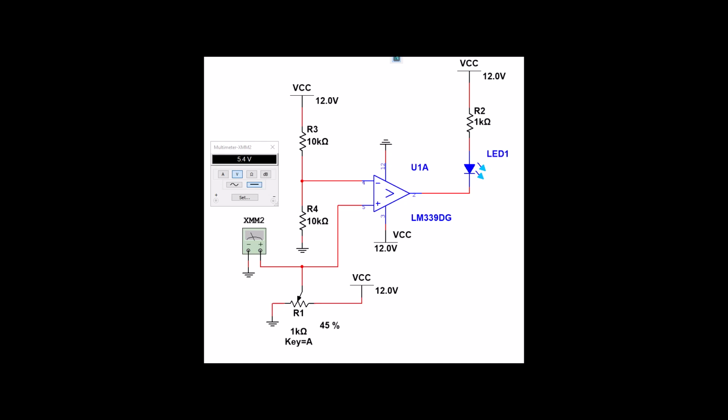Here's our circuit based on the 339. Here we have 5.4 volts, which is less than our voltage divider providing a 6, which means it should go to the negative rail. The negative rail on this device is ground. We're providing a ground for this LED, so it should light, and it is.